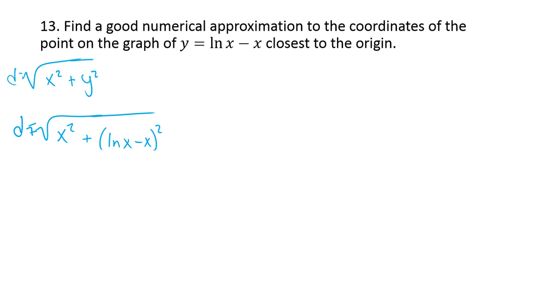Okay. And now we're going to do the derivative. And again, all we have to focus on is the inside of it, okay? Because the inside is where we're going to minimize our distance. And so the derivative of the inside would be 2x plus 2 times (natural ln of x minus x) times the derivative of the natural ln of x minus x, which is 1 over x minus 1. And so there is your derivative. And now we set this equal to 0.